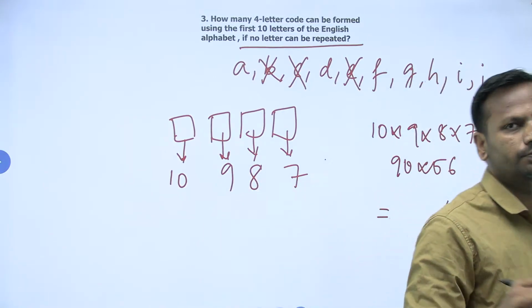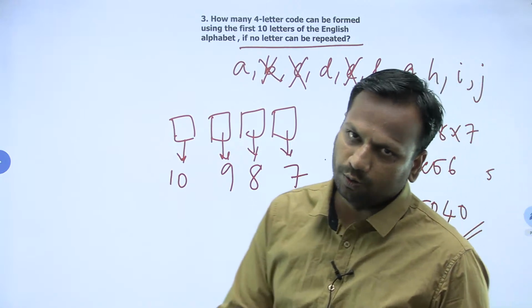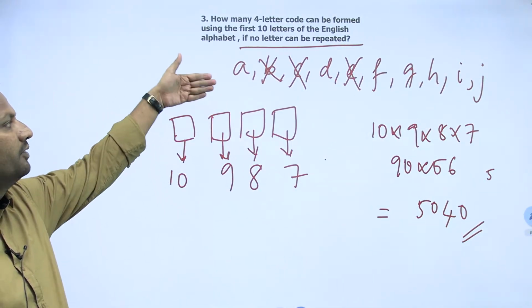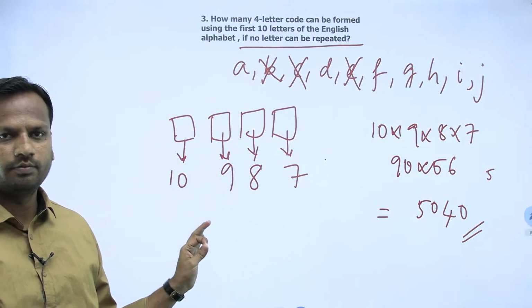54, what happens now? 9, 9 6 54, right? 54, 5 carry, 9 5 45 plus 5, 50, right? 5040 ways. In 5040 ways, you can form the 4-letter code, right? You can form the 4-letter code using the first 10 letters of the English alphabet. Easy, right? Very easy, right?